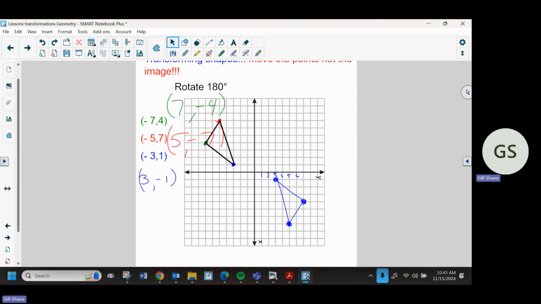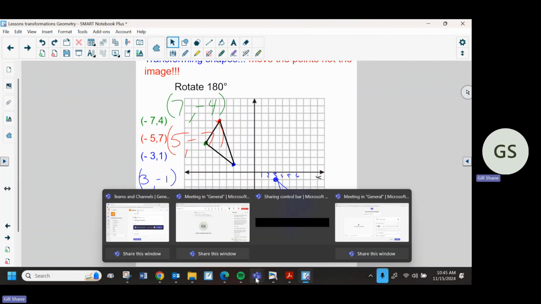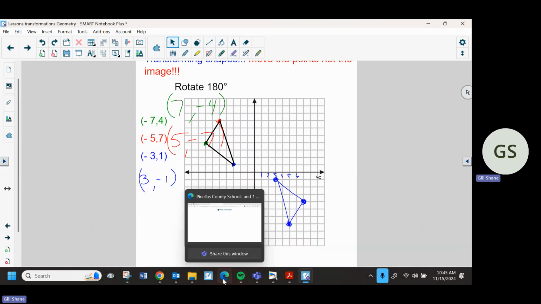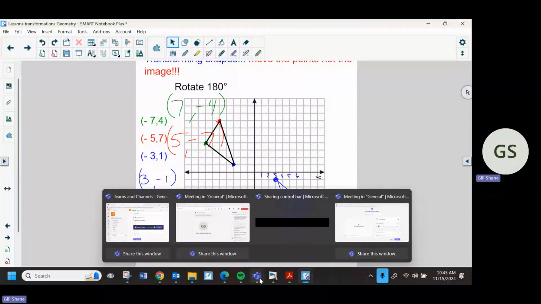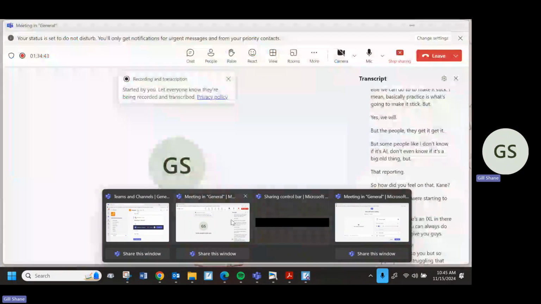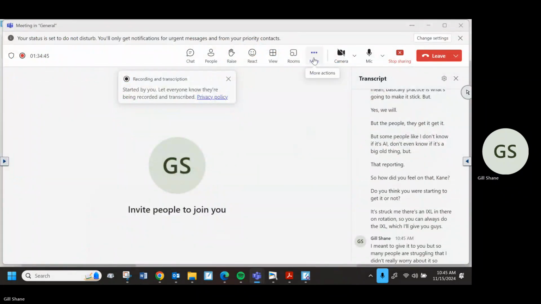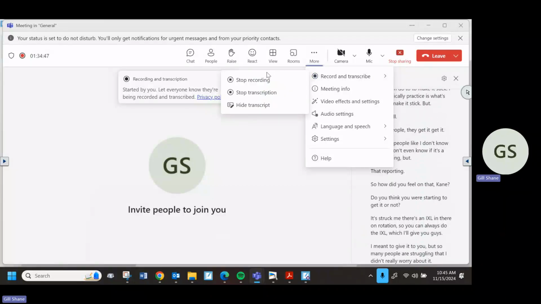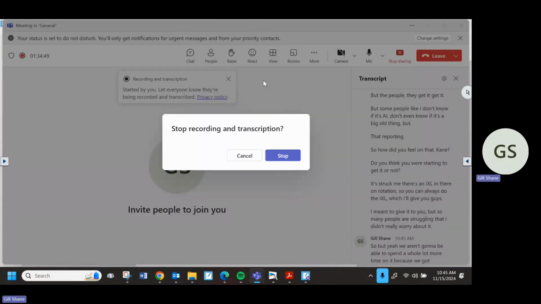Stop that recording. So how did you feel on that, Kane? Do you think you were starting to get it or not? Still struggling. There's an IXL in there on rotation, so you can always do the IXL, which I'll give you guys. I meant to give it to you, but so many people are struggling that I didn't really worry about it. But yeah, we aren't going to be able to spend a whole lot more time on it because we got to. They only gave us one day on that.